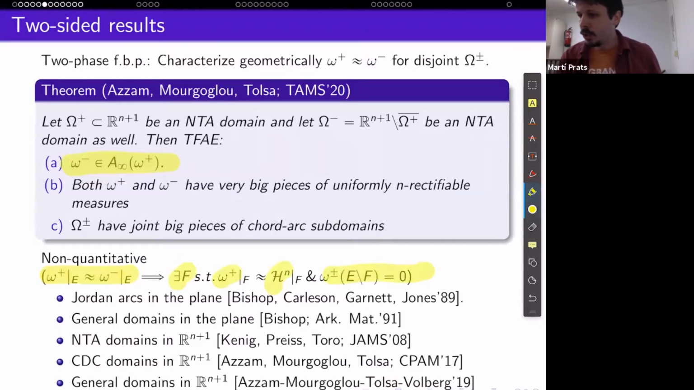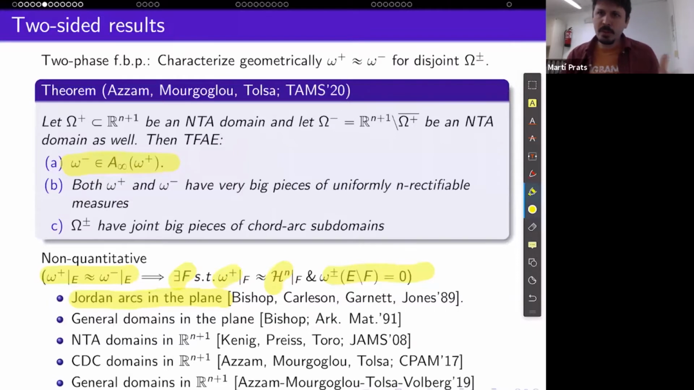Now, this implication is shown for Jordan arcs in the plane by Bishop, Carleson, Garnett, and Jones. Then for general domains in the plane by Bishop, for NTA domains by Kenig, Preiss, and Toro, and for CDC domains by Azzam and Tolsa. And finally, the more general version existing is for general domains, for every domain in the world, by Azzam, Hofmann, Martell, Mourgoglou, and Tolsa in 2019. So these are non-quantitative versions of this. Both one-sided and two-sided problems are more or less well understood.